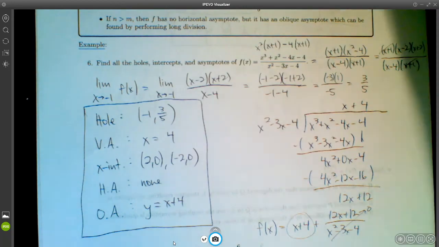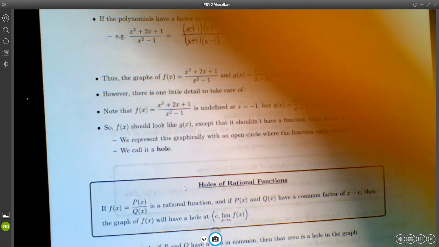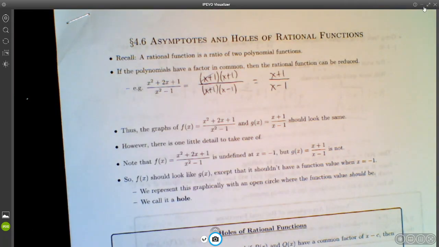Okay. So that's all I have to say about holes, asymptotes, and intercepts of rational functions. We will graph these things in 4.7.